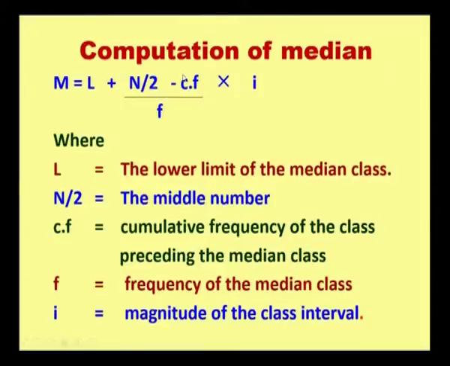And now, how shall we calculate the median in a classed interval? There is a small formula: m is equal to L plus (n by 2 minus Cf) by f into i, where L is the lower limit of the median class, n by 2 the middle number, Cf the cumulative frequency of the class preceding the median class, f is the frequency of the median class, and i is the magnitude of the class interval.